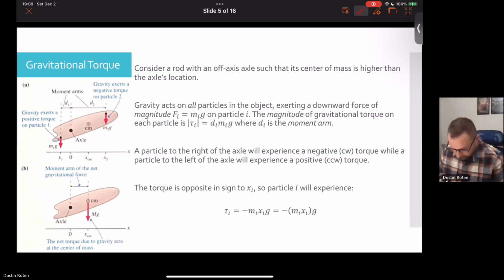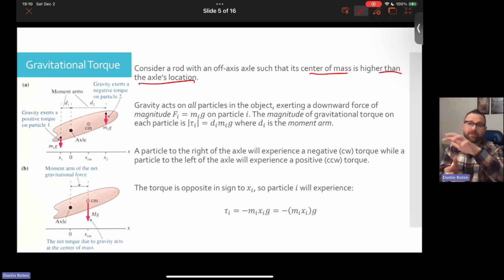Okay, so let's consider a rod with an off-axis axle such that its center of mass is higher than the axle's location. Now, you'll remember from the last lecture, a rotation around the center of mass makes the moment of inertia easy to calculate, and it causes some things to cancel out. But here in this situation, our axis of rotation is offset, right? So here's our center of mass, here's our axle. So what we have is this offset, and the center of mass is sort of stuck out from the axle a bit. Okay.